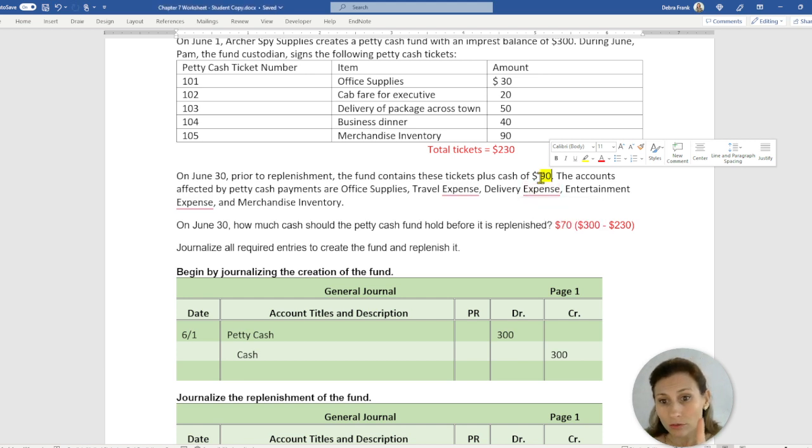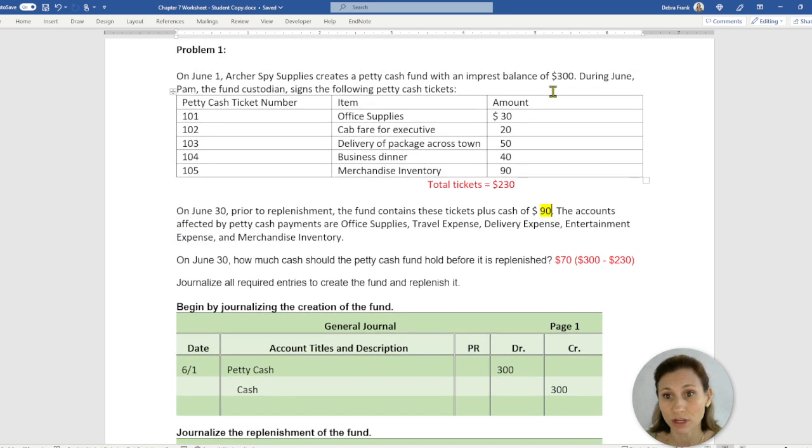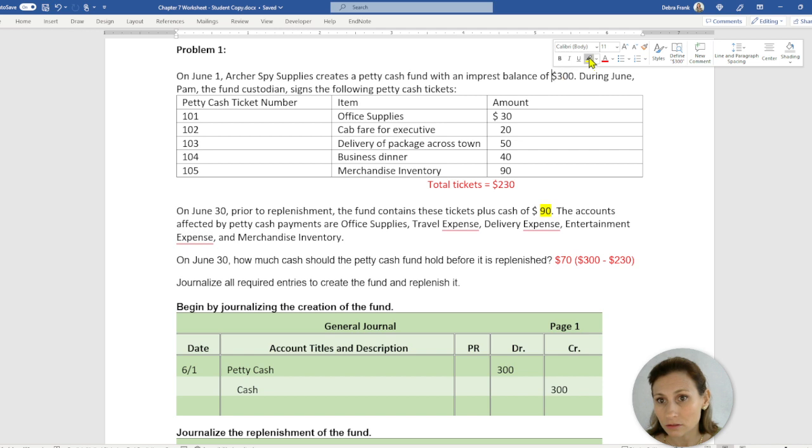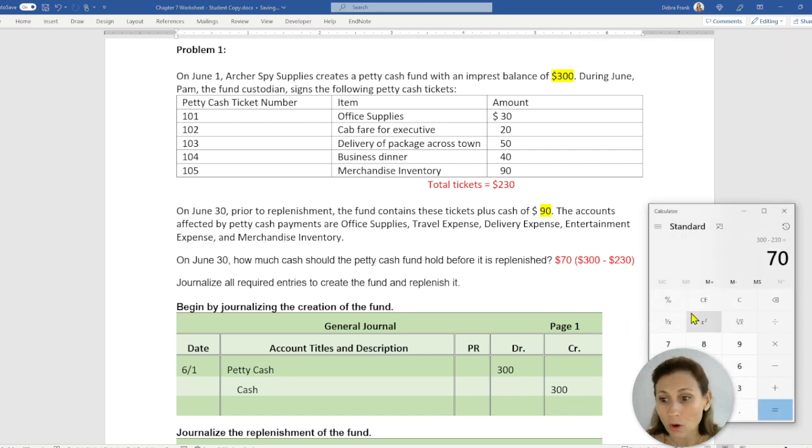But now we have $90. And when we have this petty cash fund, it's supposed to be at 300 bucks. So let's highlight that so you know where I'm at. We're supposed to have $300, and we went and said, oh, there's $90 of cash in there, plus all those tickets, but $90 of cash. So how much more cash do I need?